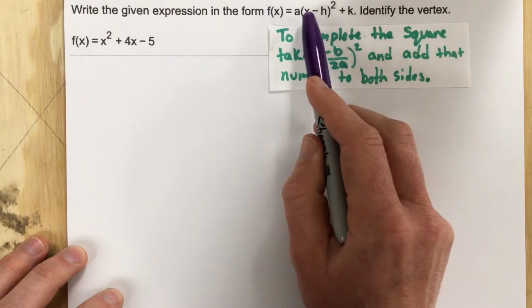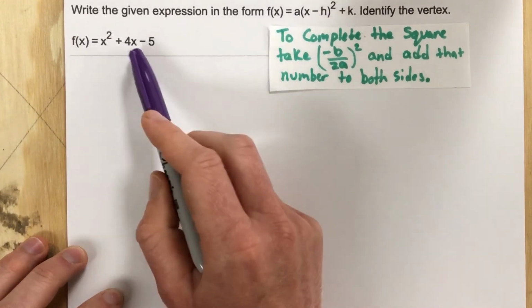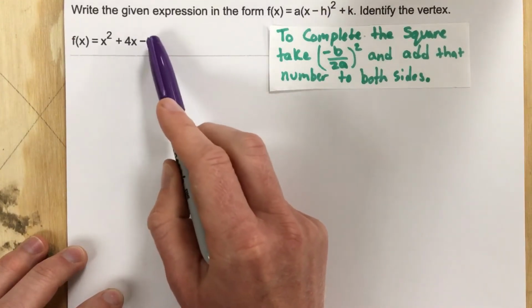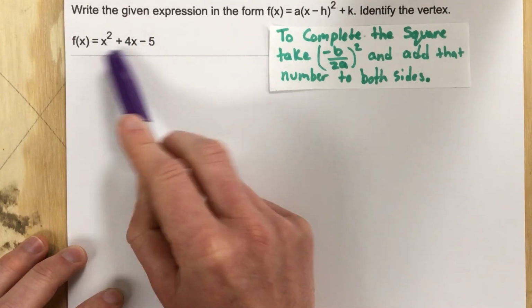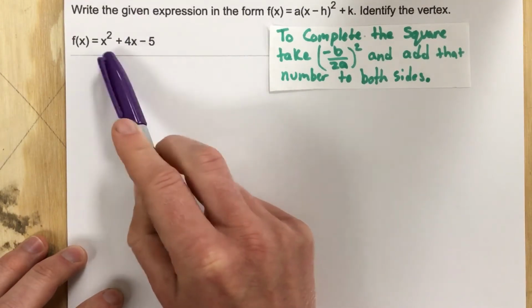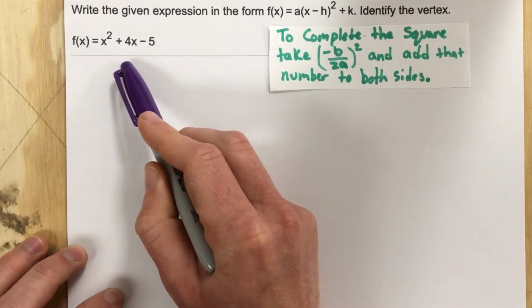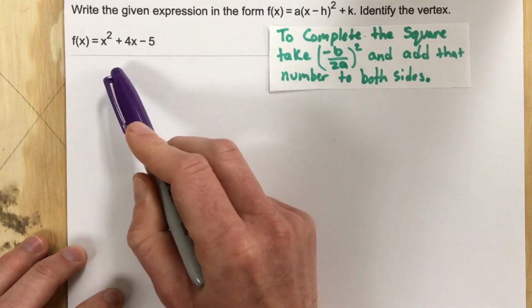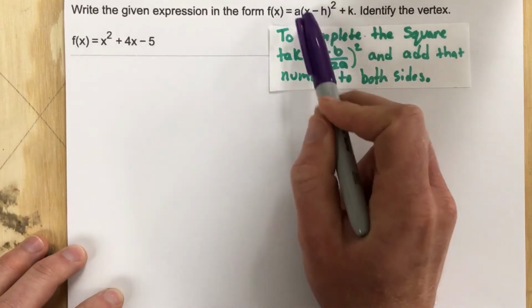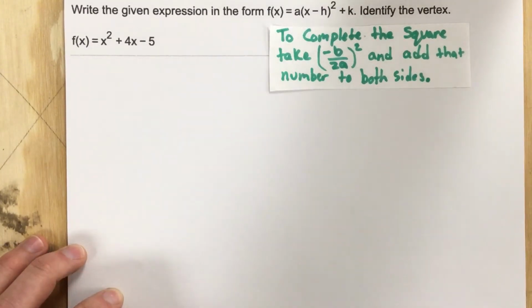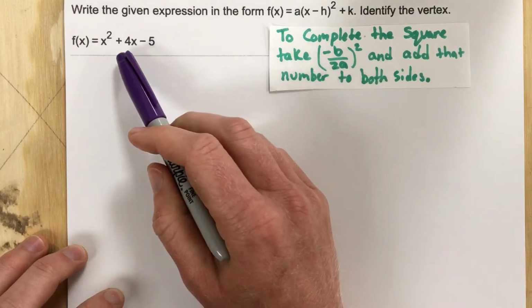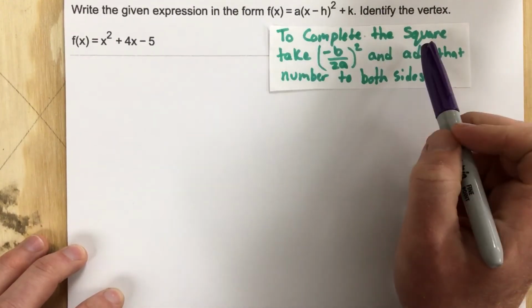We start with this function and we can see that if we want it to go to vertex form, we need a perfect square. Well, if you look at this -5 value, you can actually factor this equation. But when you factor it, you would get (x plus 5)(x minus 1), and that's not a perfect square. So that's not going to take us to vertex form. So in order to get to vertex form, we need to complete the square.